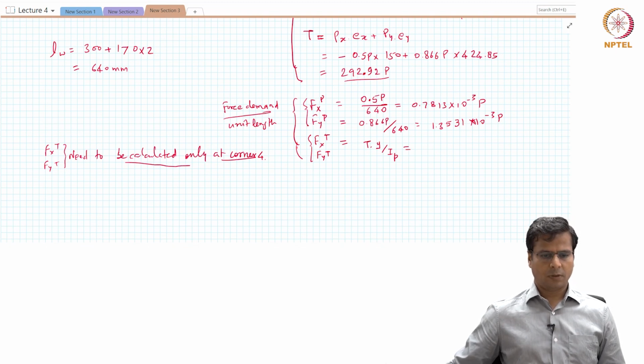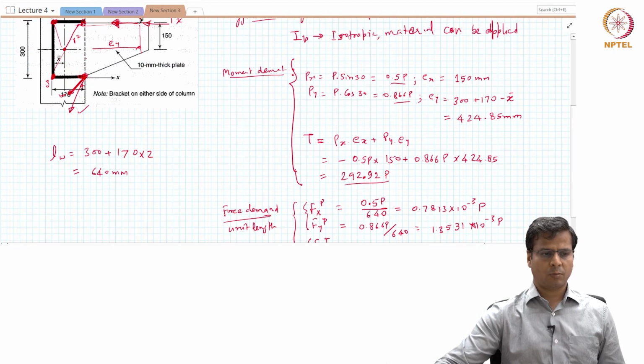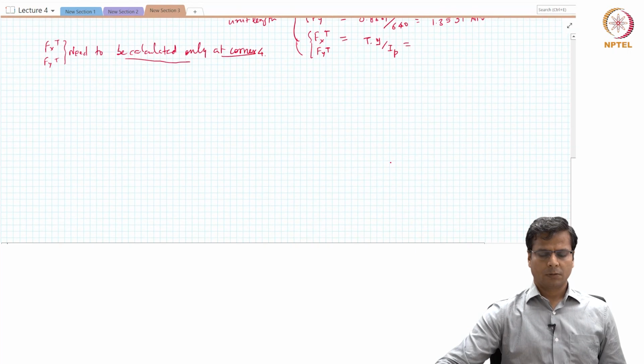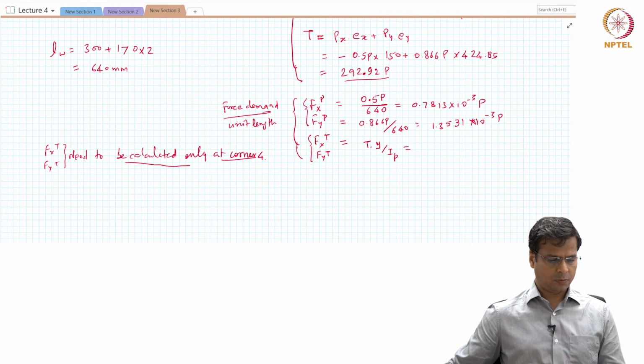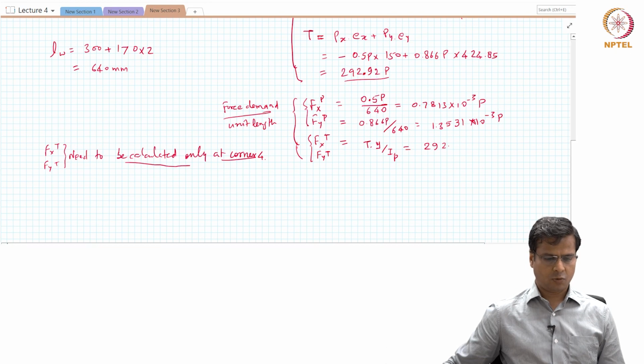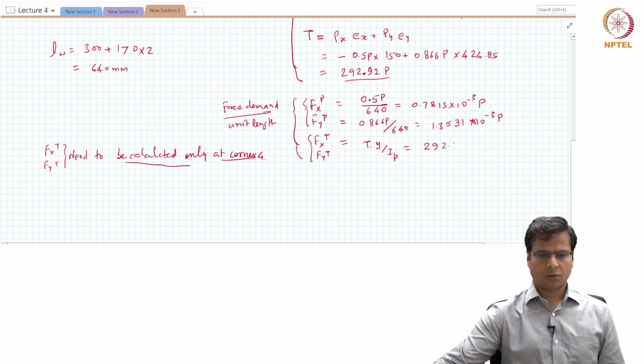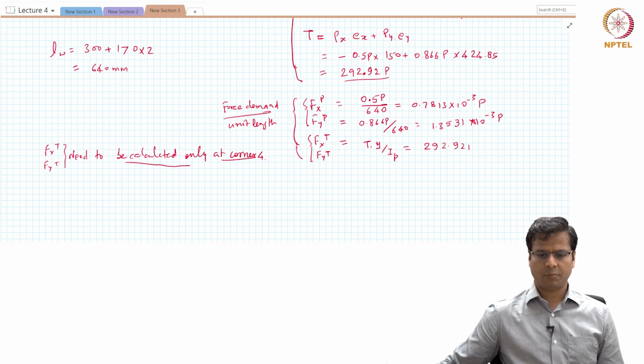Okay. So, why do we have to use y? Because we are talking about force in x direction. So, the moment will be, you have to multiply it with y. We substitute the values: the torque value, or the twisting moment value, was 292.92 P multiplied by y, and y is 150 for that corner 4, right?